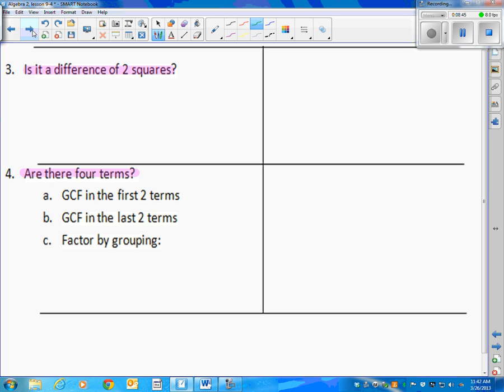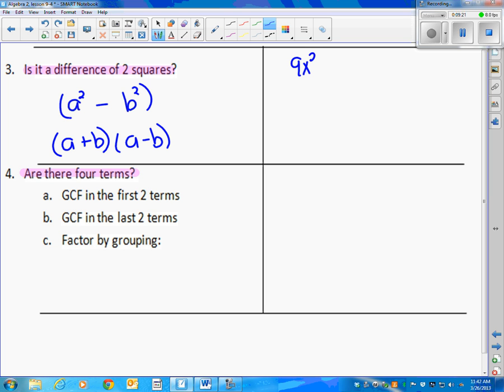Is this a difference of 2 squares? 2 squares would be the first term is a square and the last term, and you're subtracting. When you factor this, you get a plus b times a minus b. Right? You're going to square root the first and last term and put a plus sign and a minus sign. For example, let's do 9x squared minus 1.